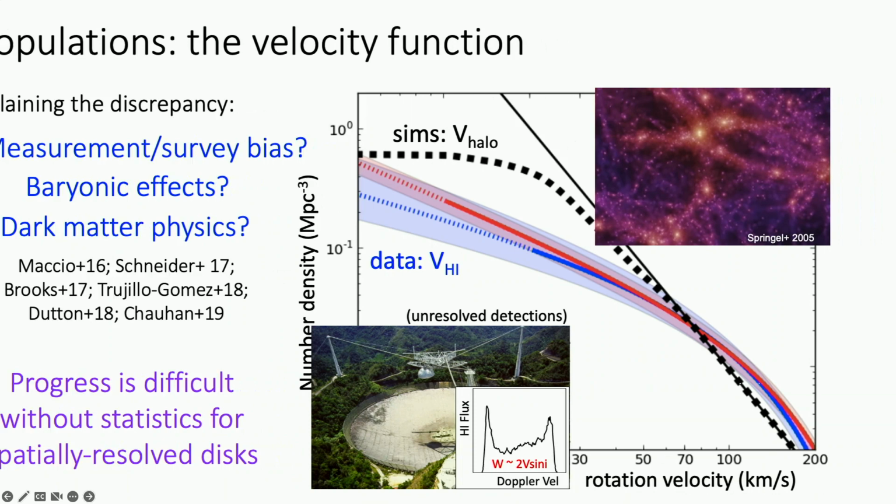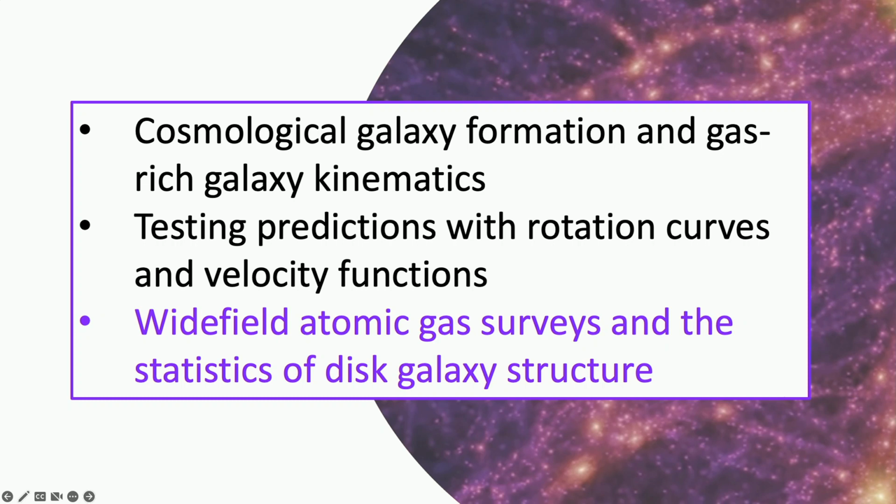So we've got a technique for measuring rotation curves. We've done our comparisons to theory. We've identified some areas where there may be some tension between predictions and observations. So what's next? Well, one of the things that's next is the advent of wide field atomic gas surveys. These are surveys that are going to survey wide swaths of the sky, get large samples of galaxies that are spatially resolved for the first time, to get a selection function from which we can measure structure and compare quantitatively to simulations. And that's what I'm going to tell you about to finish.